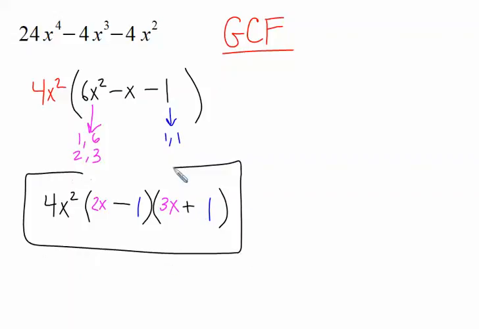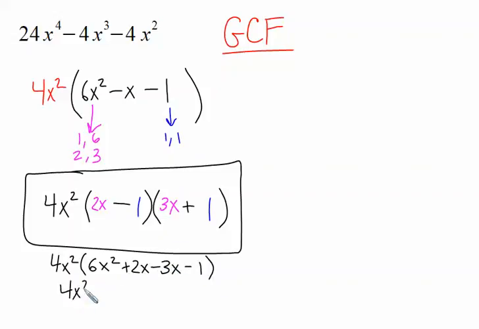Here should be our answer, but let's FOIL it out to check. I'll leave the 4x squared alone for a second as we FOIL these two other items out. 6x squared plus 2x minus 3x minus 1. Simplify by combining like terms. And that is what we had up here. And then if you really wanted to check it the full way, we could then distribute that greatest common factor. And that is the expression with which we began.